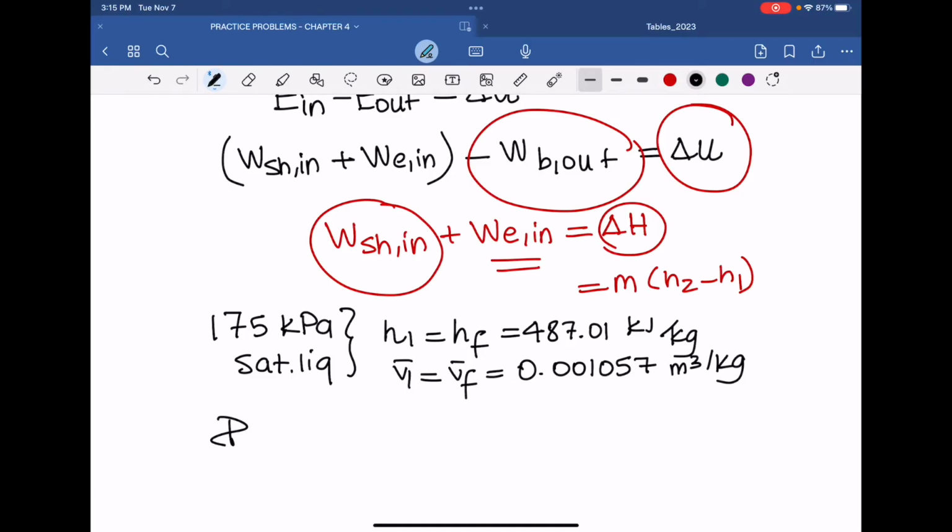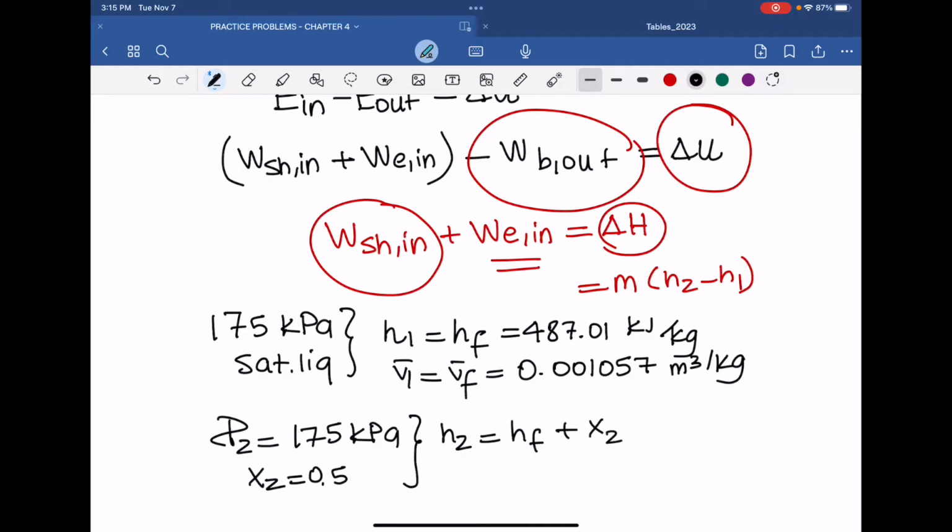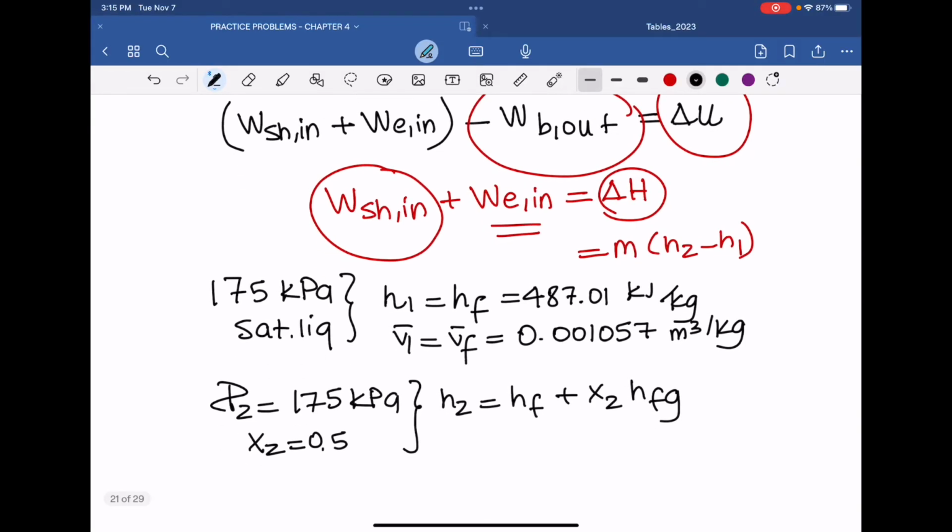For H2, the pressure, second state pressure, is the same. And then you also know the quality. You can do your calculations to figure out what H2 is, because you need to use quality at that pressure to calculate the second state specific enthalpy. And if you do that, you should get for H2 this value.